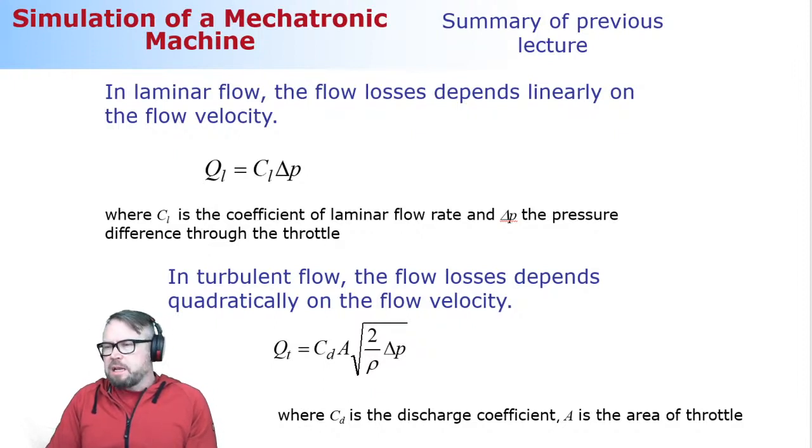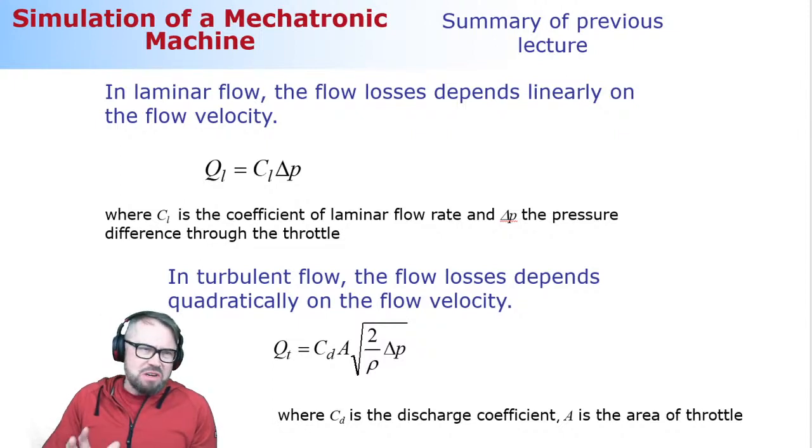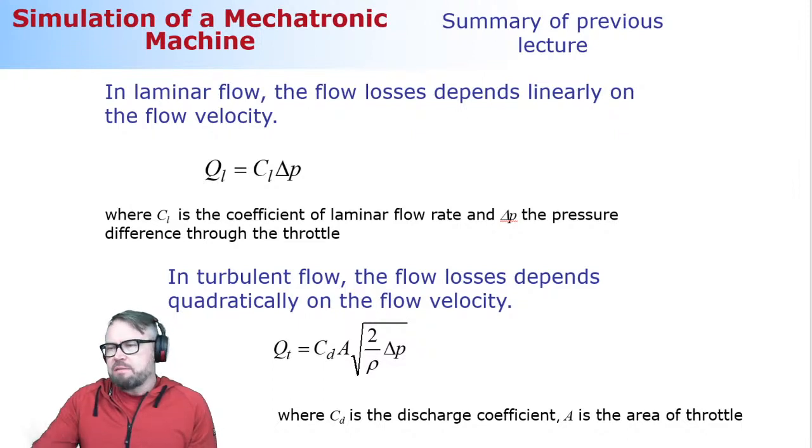So last week we started by explaining first about the different flow types. And we concluded that there are two different flow types. One that is very frequent and one that is not very frequent. And the one that is not very frequent is a laminar flow. And in a laminar flow, something that is important for you to see here is the relation between the flow rate and the pressure difference.